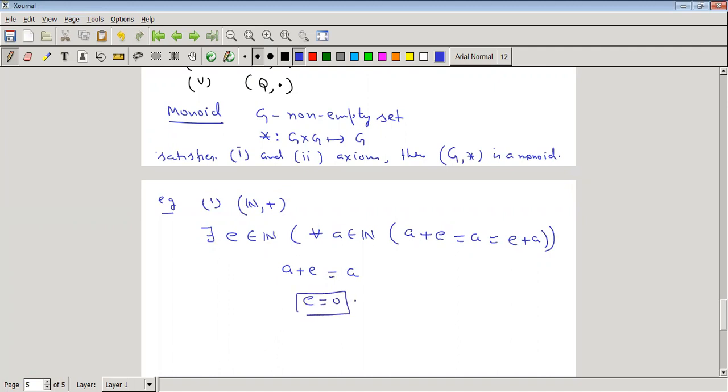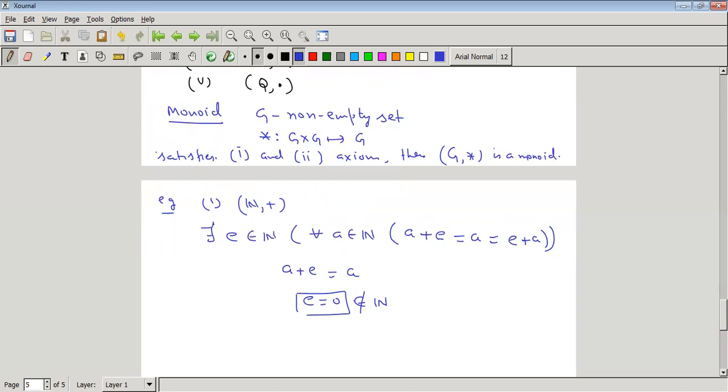Is E equal to 0? Does this belong to natural numbers? No, this does not belong to natural numbers. So we cannot find the identity element. So there does not exist one.